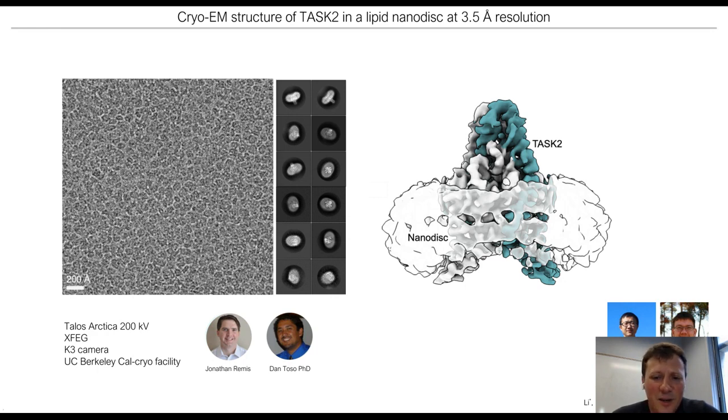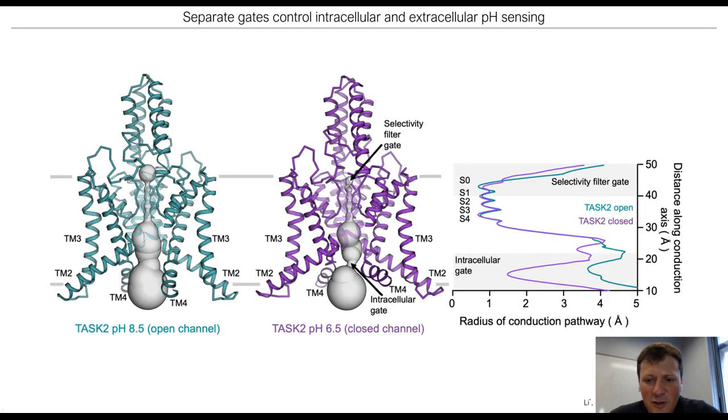And so Balvin was able to purify TASK2, reconstitute it into lipid nanodiscs, and determine its structure at 3.5 angstrom resolution using data collected again with Dan and John here at UC Berkeley on our Arctica microscope. And so this structure and another structure at a lower pH allowed us to understand new aspects of how this channel is regulated by protons.